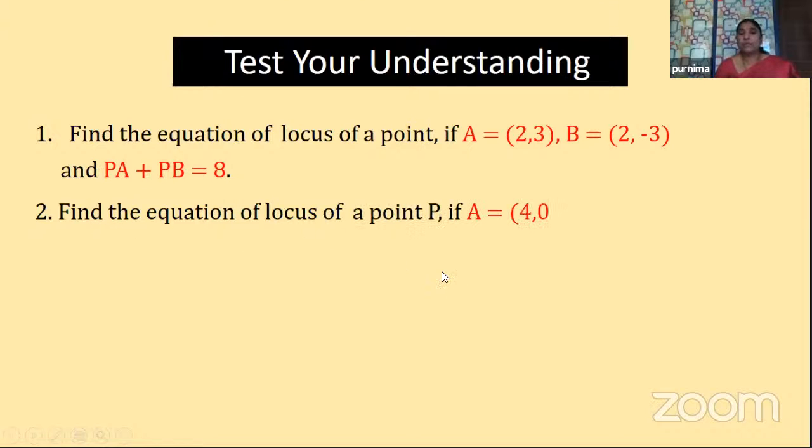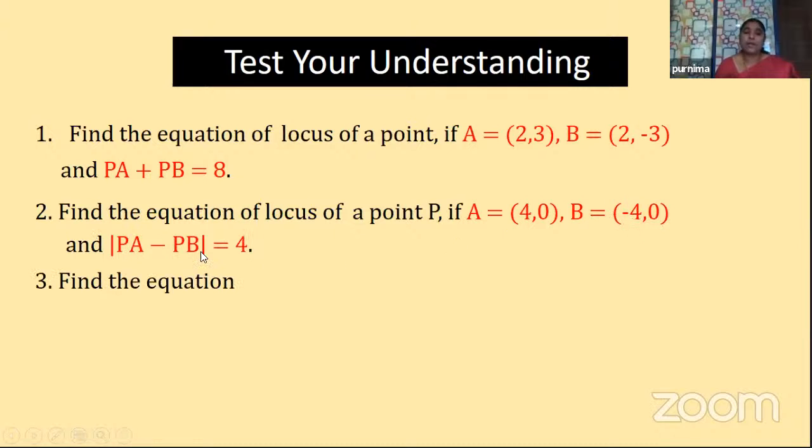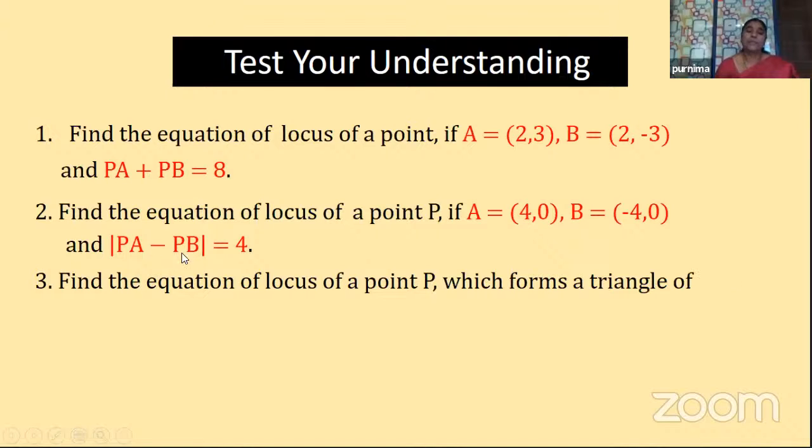Find the equation of locus of a point P if A is equal to (4, 0) and B is equal to (-4, 0) and |PA - PB| is equal to 4. So it is what, children? It is a sum based on difference of the distances. So here we get two cases. Okay, and the third question is what?